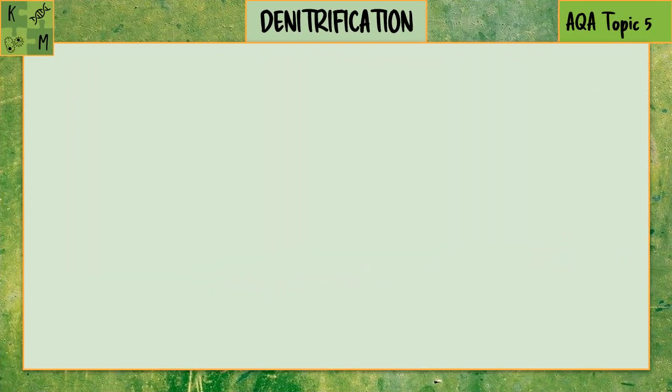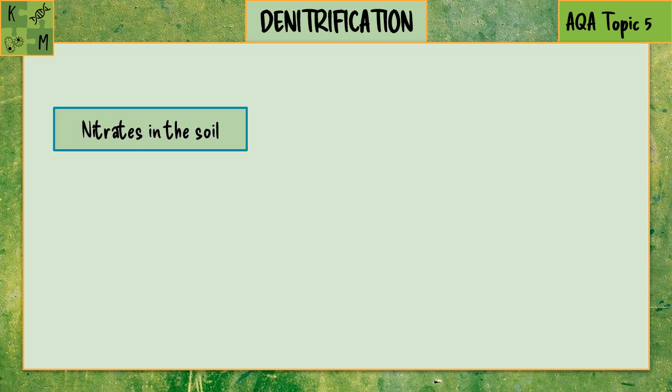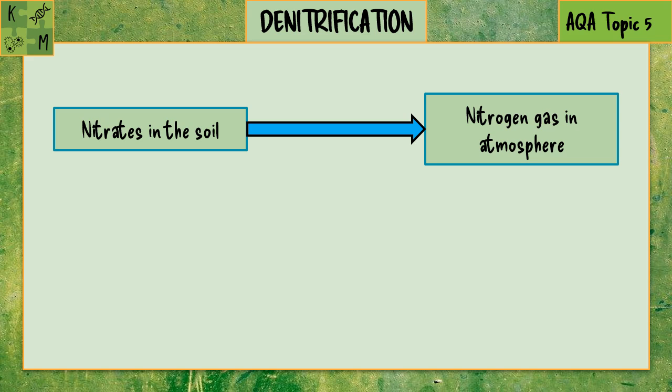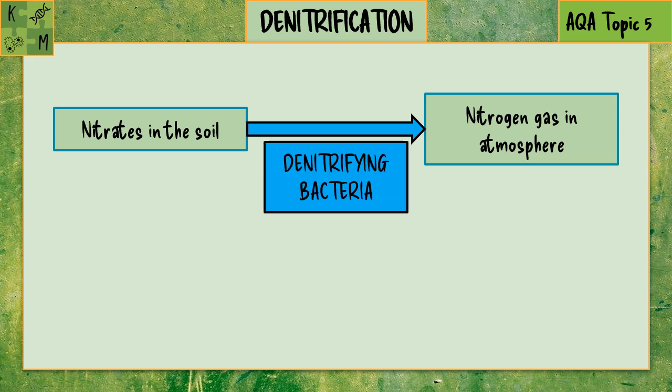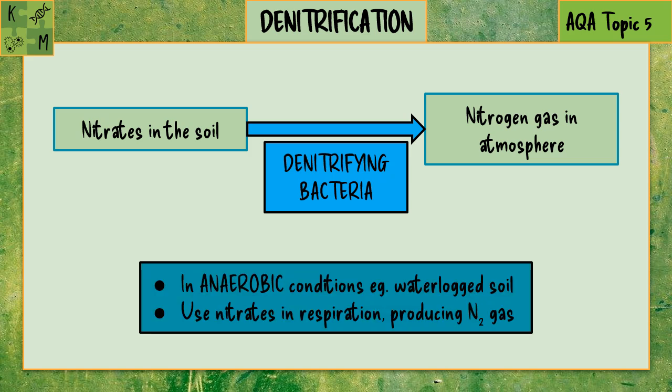The final reaction within the nitrogen cycle that you need to know is denitrification. This is where the nitrogen within the nitrates is released as nitrogen gas to the atmosphere, and it's carried out by denitrifying bacteria. These bacteria respire anaerobically, so look out for conditions such as waterlogged soil where there's a lack of oxygen. Denitrifying bacteria respire nitrates and produce N2 gas as a waste product of their respiration.